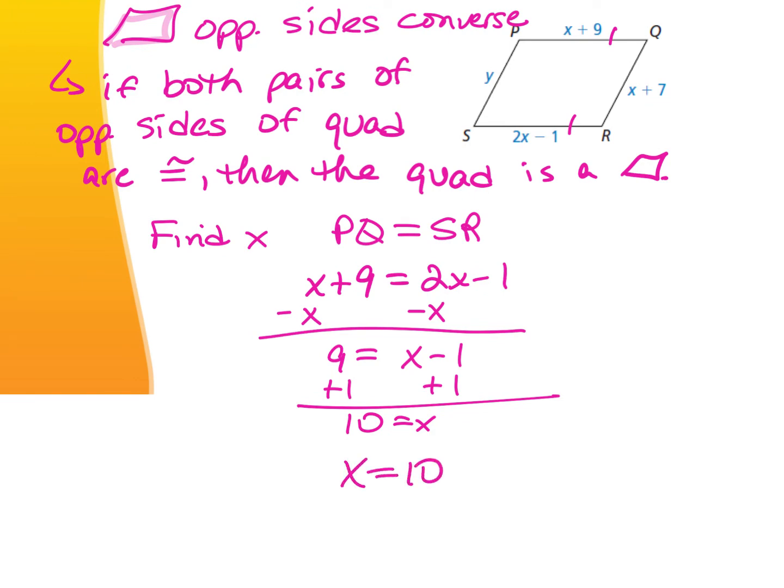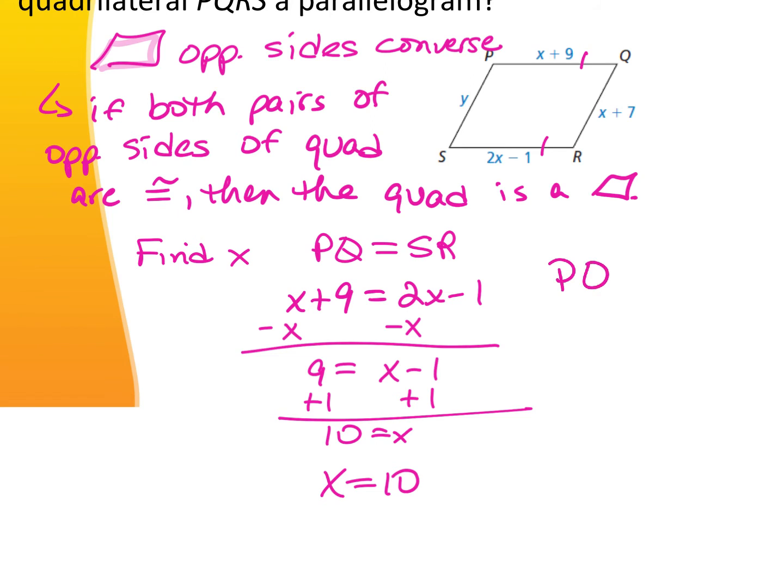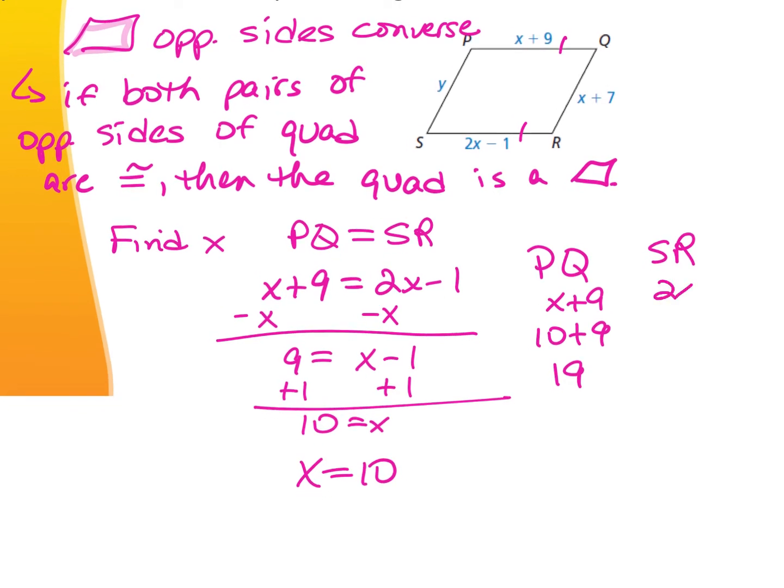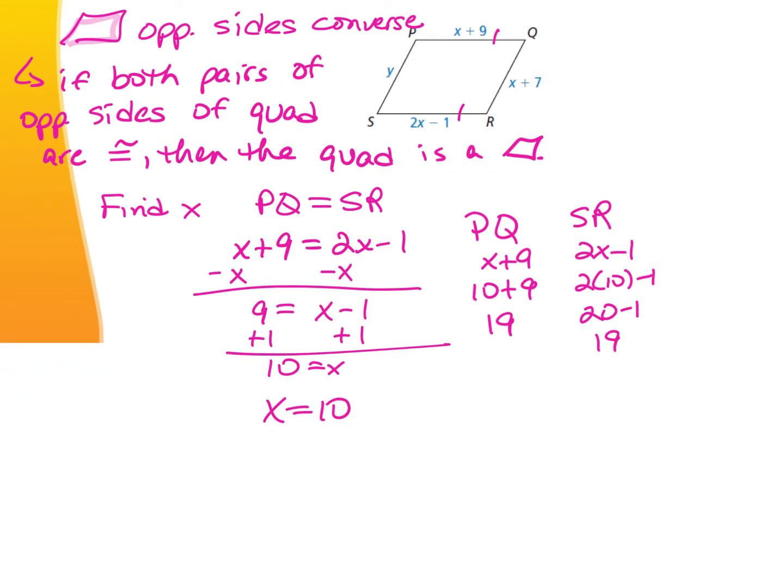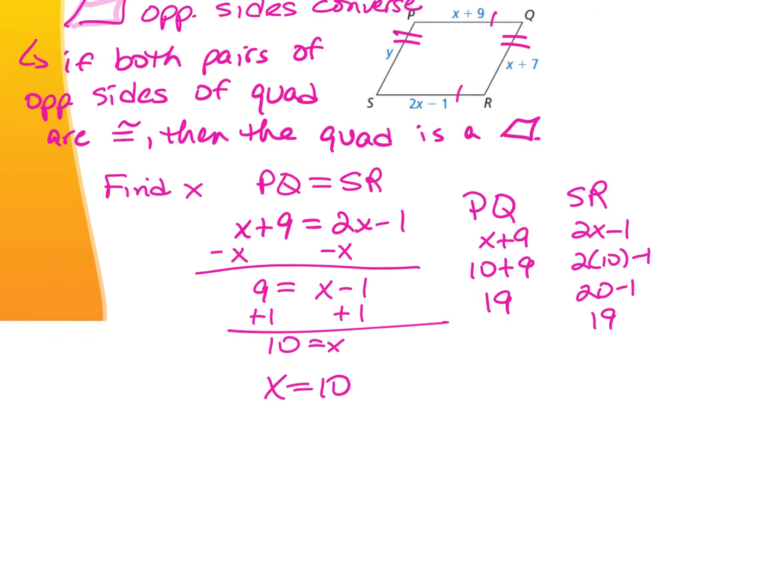Now, just to show that they're congruent, remember PQ is x plus 9. So if I put a 10 here, the length of PQ is going to be 19. Just to check SR, it should be the same number, 2x minus 1, 2 times 10 minus 1, 20 minus 1, and it is also 19. So I've just shown that PQ is equal to SR. Now to find y, I'm going to do the same thing with the other pair of opposite sides and set them equal to each other.